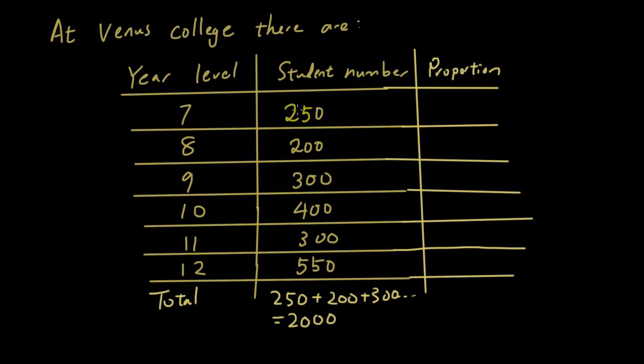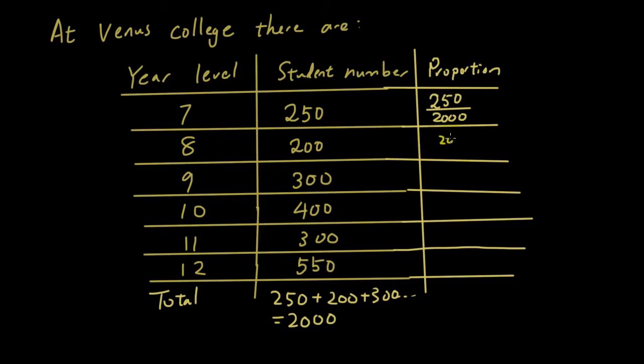So the proportion of students in year 7 would be 250 divided by 2,000. 250 out of 2,000. Now you can type this in your calculator, which will give you 0.125 or 12.5% of students are in year 7, but we don't need that information. We can do it without doing this extra stuff, so let's get rid of that. Okay, so let's do the same with all of these year levels.